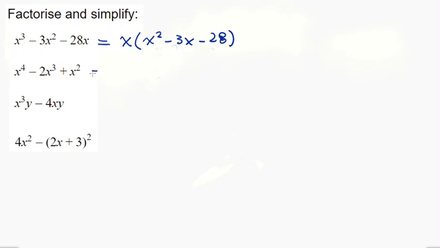The second one here, we can also factorize a common factor. In this case, that's x squared. So if I divide this by x squared, I'll have x squared. If I divide this by x squared, I'll have minus 2x. And the last one plus 1, right? Anything divided by itself is 1, so x squared divided by x squared is 1. So if I get my common factor outside, if I collect it, I will have a much smaller problem to solve.